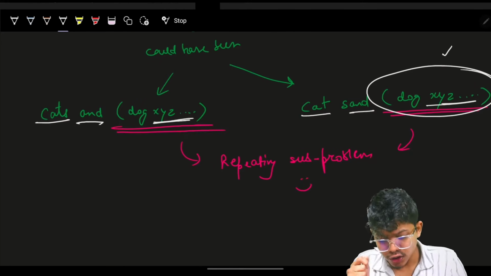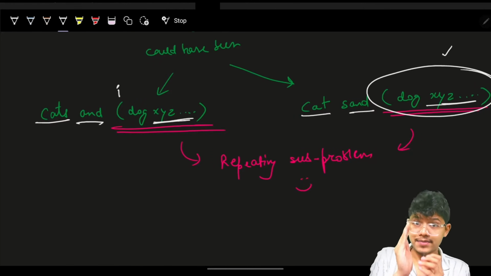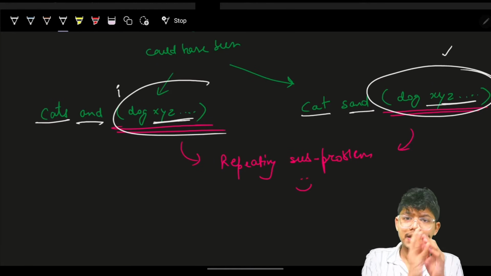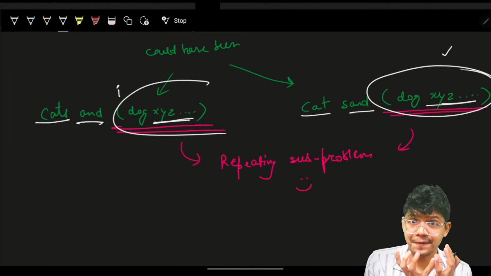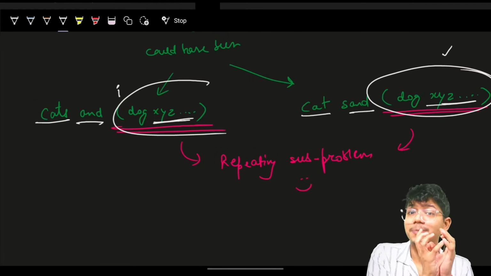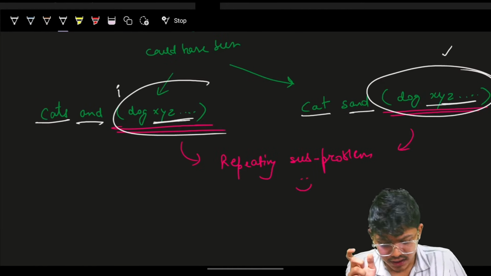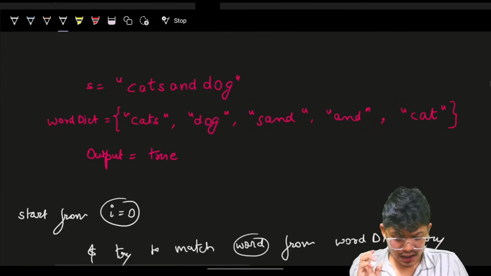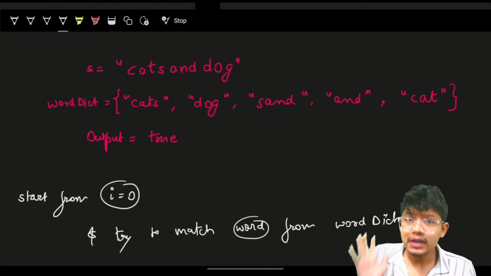I just want to know, at this index, because I am saying, at this index, afterwards, is it possible to make that specific remaining string from I up till the end, using the word dictionary? Okay, now let's come to how we will actually implement it.